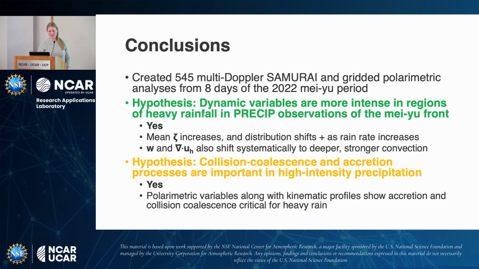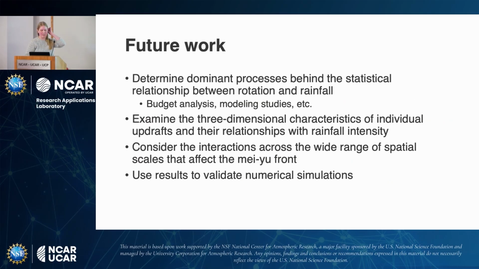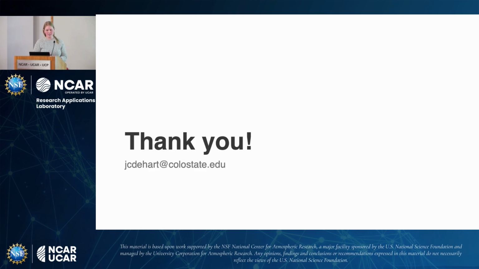And then finally, our future work is to determine the dominant processes behind these statistical relationships. That could be through budget analysis, modeling studies. We also want to dig more into the three-dimensional characteristics of individual updrafts, not just grid point vertical profiles, and see how they relate with rainfall intensity in terms of where your W maximizes, things like that. Right now, we're also looking at smaller scales. The Mayu front is influenced by a wide range of spatial scales that need to be considered. And finally, I think a lot of these results could be useful for validating numerical simulations and could help with microphysical schemes as well as other things. So with that, I'll say thank you and take any questions.